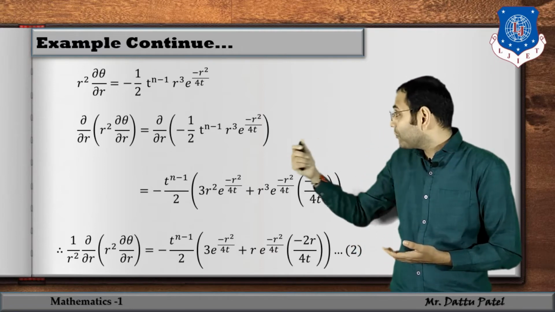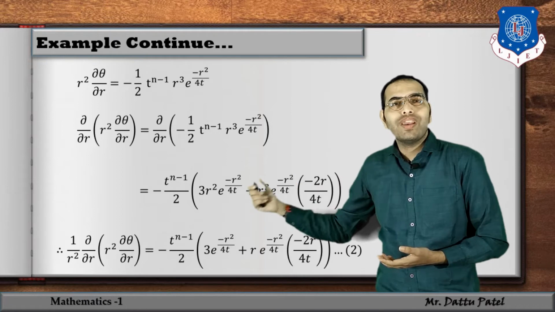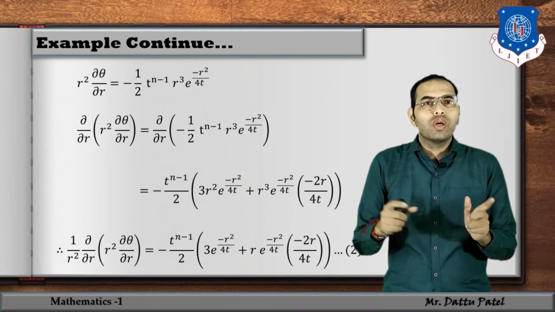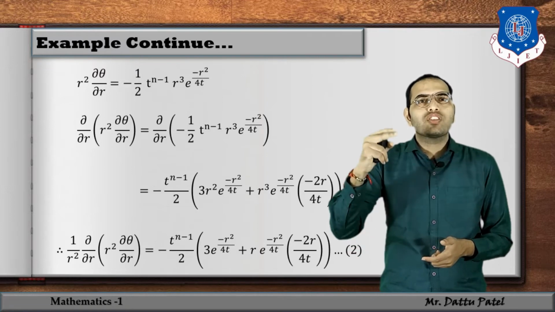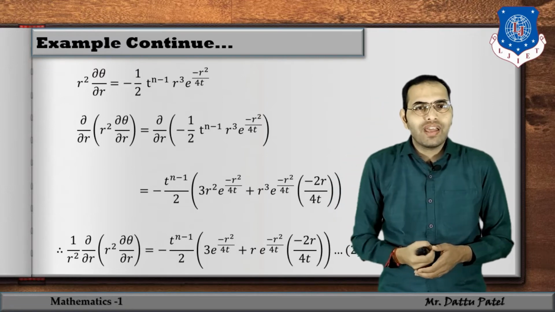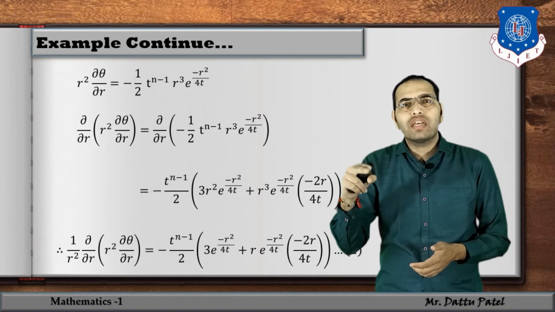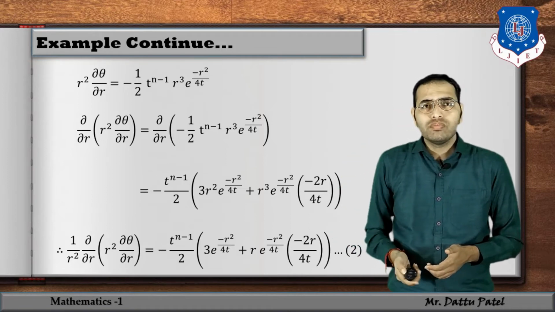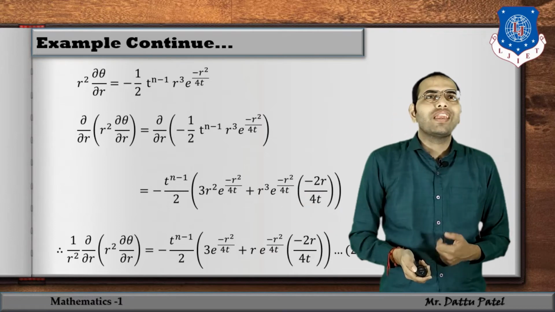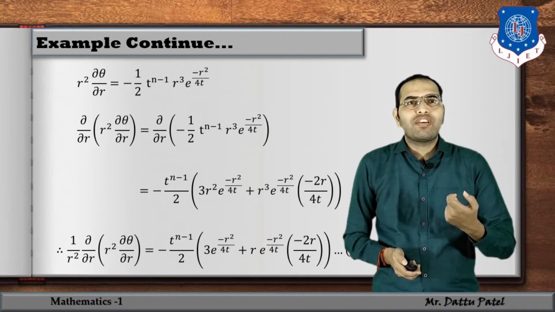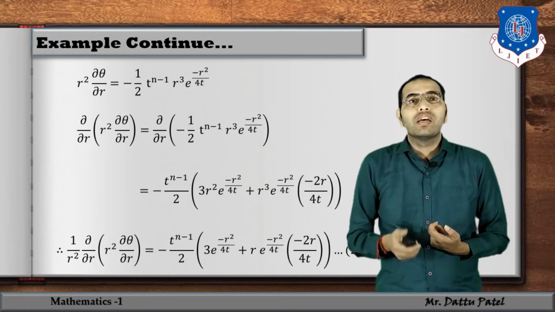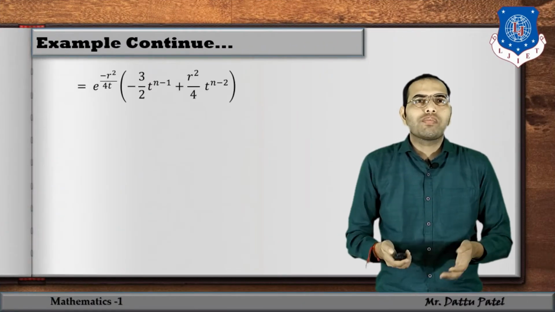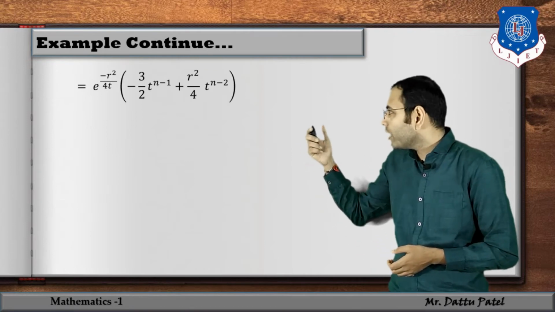Now multiplying this term with 1 upon r square, it becomes minus t raised to n minus 1 by 2 times the bracket 3 e raised to minus r square by 4t plus r e raised to minus r square by 4t into minus r by 2t. Now simplifying that term, it becomes e raised to minus r square by 4t times the bracket minus 3 by 2 t raised to n minus 1 plus r square by 4 t raised to n minus 2. That is our equation number 2.